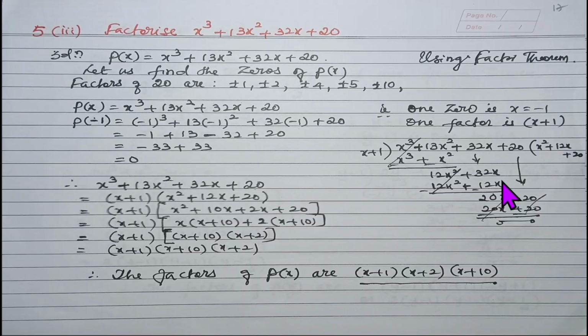Now applying the algorithm of long division of polynomials, I have written here that the dividend is equal to the divisor into quotient, because the remainder is 0.